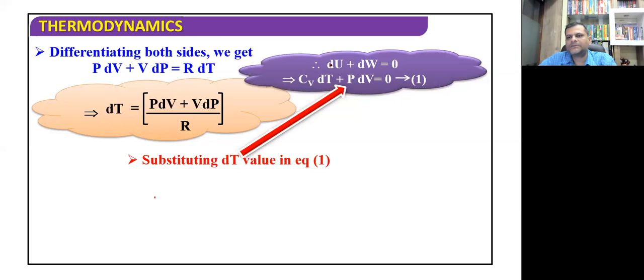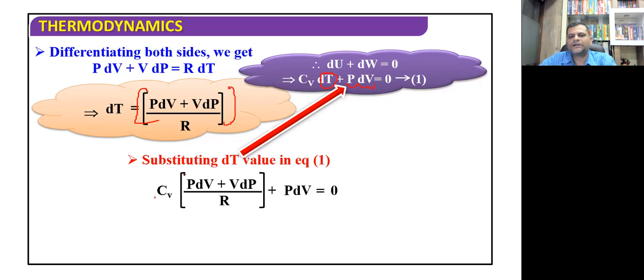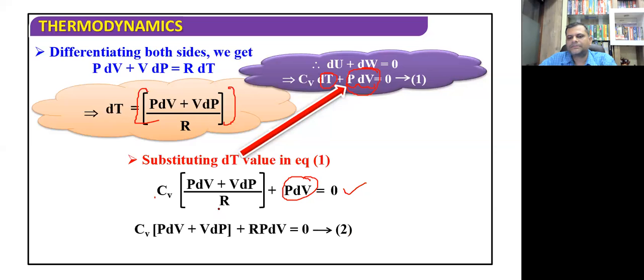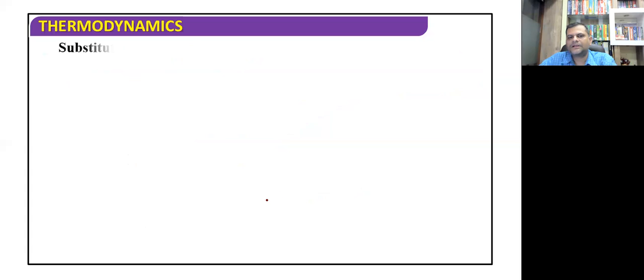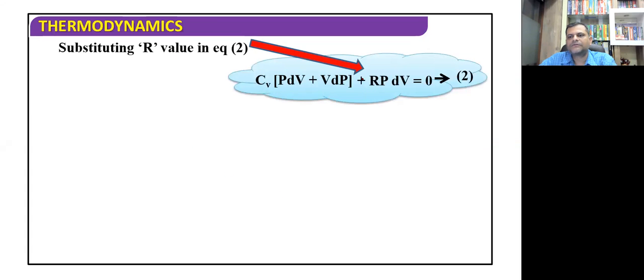अभी जो लास्ट स्लाइड में हमने इक्वेशन देखा था, du plus dw इक्वल टू 0, इससे हमको मिला था Cv dt plus pdv इक्वल टू 0. तो यहाँ पे dt के बदले हमको ये डालना है, dt के बदले ये पूरा उसका जो वैल्यू है वो हमको रिप्लेस करना है, जिससे हमको मिलेगा Cv into (pdv plus vdp) divided by r plus this pdv kept as it is here, and that is equal to 0 as it is here. And then we'll see in the next step here we can just multiply throughout by r so that this r can be written here, and in the next step now we can substitute the value of R.